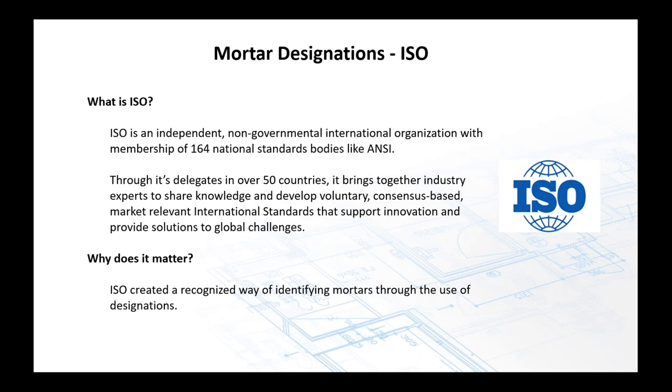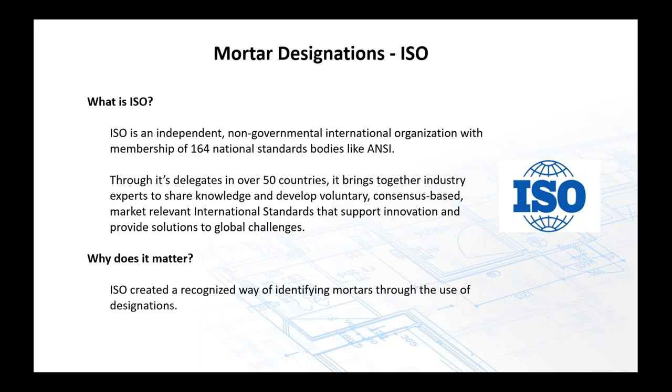I want to start off with ISO. The mortar designations really start off in ISO, and ANSI adopted them recently because it made sense. ISO is an independent, non-governmental, international organization of national standards, similar to ANSI, but international. It has over 164 nations involved, with delegates from 50 different countries. They meet multiple times throughout the year, all over the world. We had one last year at Coverings. We have a call coming up in a week or two as well. So it's constantly changing.